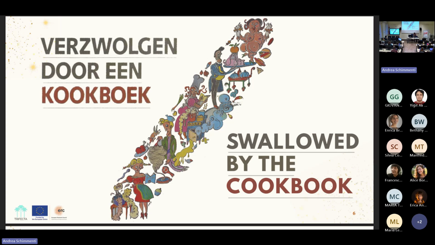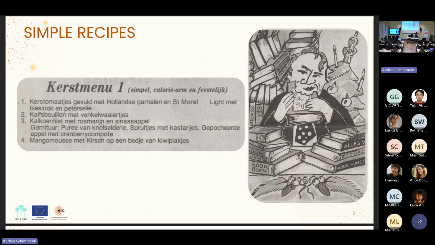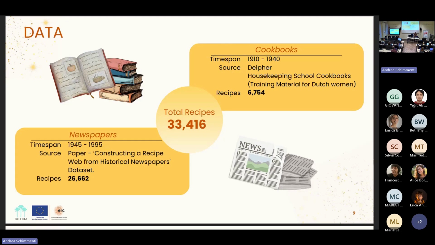To give you a glimpse of how exactly recipes look, this is a simple recipe of a Christmas dinner. It just has four menus. We can see a Santa, and focus on the word simple here because this menu has just 50 plus ingredients. Very simple to do. And if I was given this recipe, just like Santa, I would have ended up eating the cookbook and not preparing it. But I'm safe to say we did not get swallowed by cookbooks. Instead, we had a total of 33,000 recipes curated in our dataset.